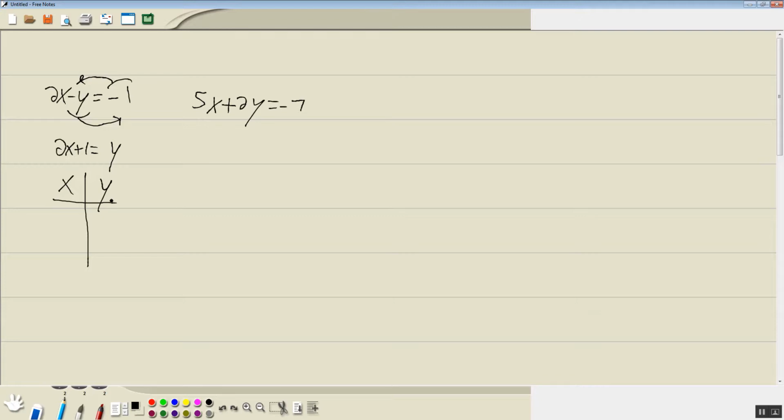And I could come up with 2 points. I could plug in x equals 0 and x equals 1. So if I put 0 in, I got 2 times 0 is 0, plus 1 is 1. Now if I put in x equals 1, 2 times 1 is 2, plus 1 is 3.